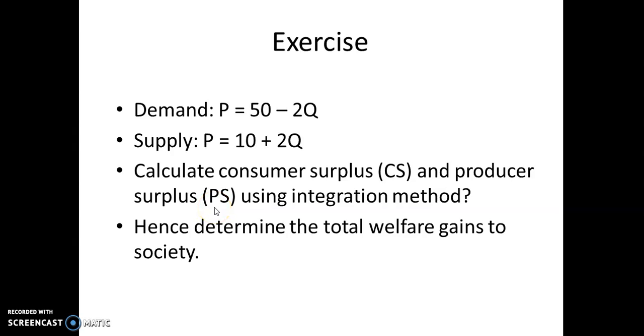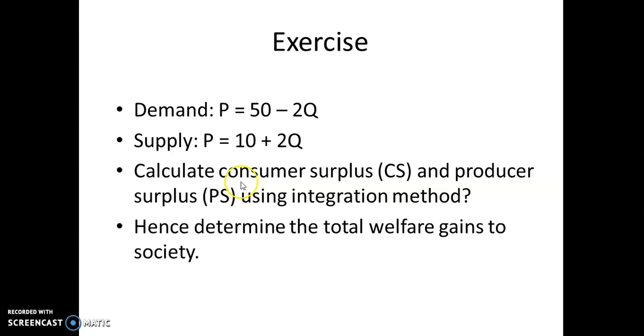Here we have our final example, and you are given your demand and supply function. Note that in this example, the functions are linear, but it's for illustrative purposes. For your applications in the exam, you won't get linear functions, and you will be expected to use integral calculus. If the question specifies so, you must use integral calculus.